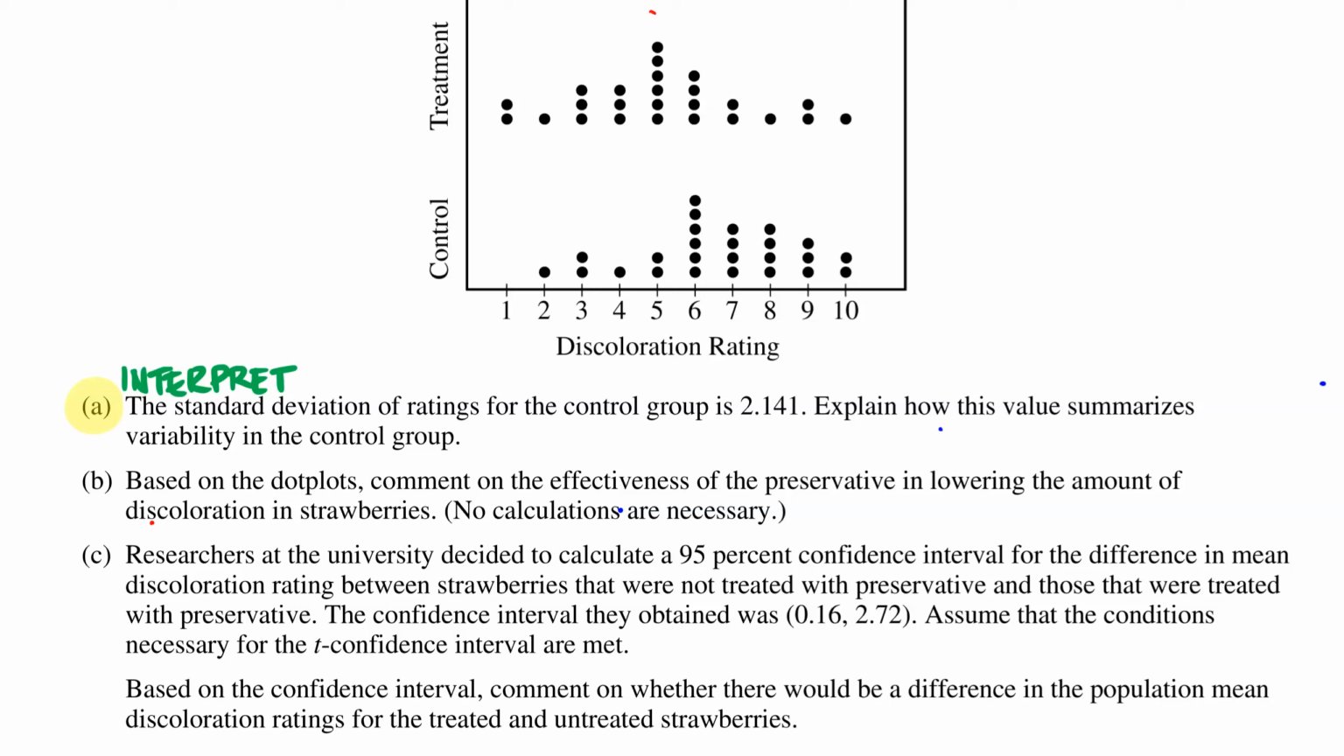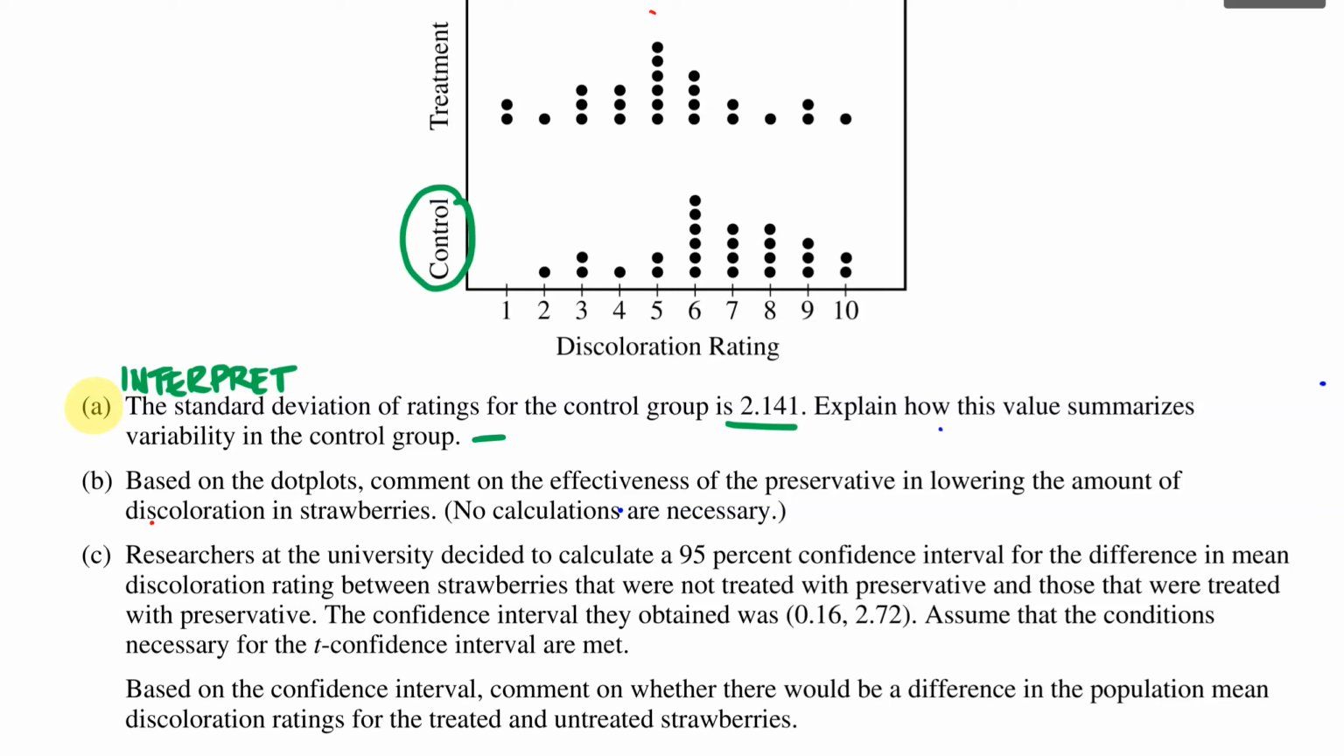I think these things are pretty likely to happen. The best thing to do here is just really make sure you read the question carefully, that you're interpreting the right thing. As we saw last week, a lot of people interpreted the confidence interval instead of the confidence level. So there's lots of places to get in trouble with this. So we have the standard deviation for the control group, so talking about this group, is 2.141. Explain how this value summarizes variability in the control group. And really all we want to do is go, oh, standard deviation, that's on that page of interpretations.